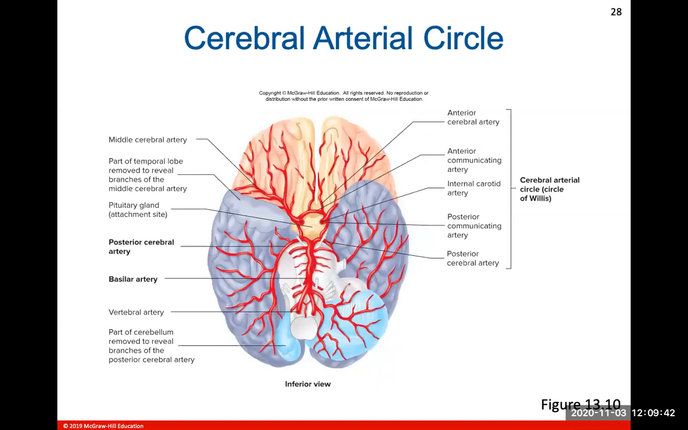Here are all of the cerebral arteries, and they make a circle, which is really kind of cool. It's called the cerebral arterial circle of Willis. And this circle then has different branches that go to every part of the brain. So it's really interesting to see how the arteries branch within the brain.